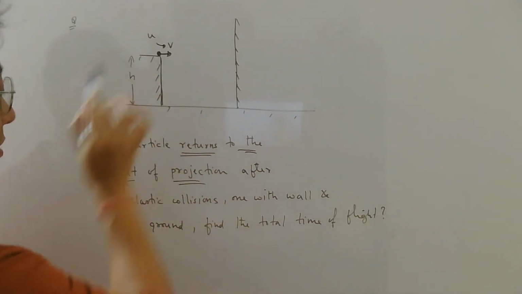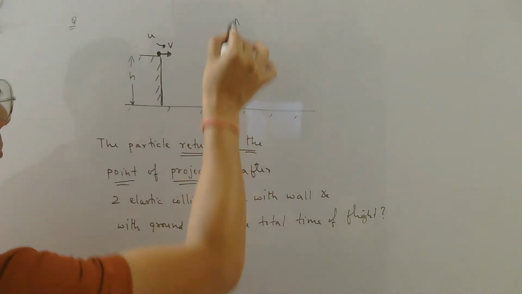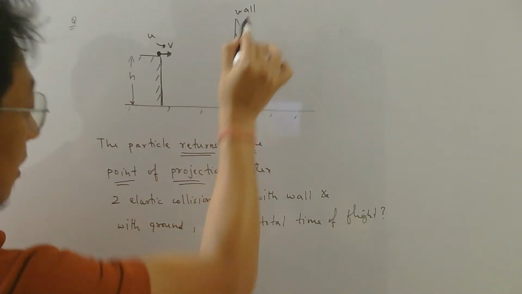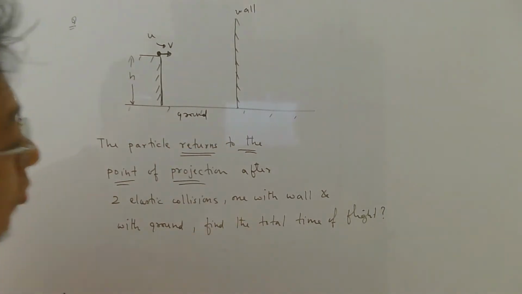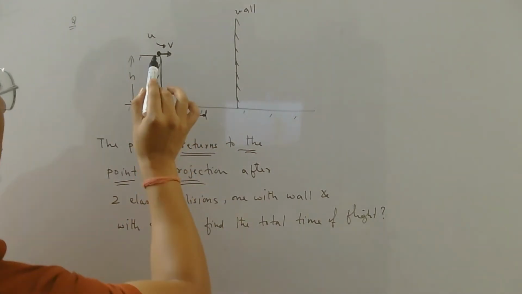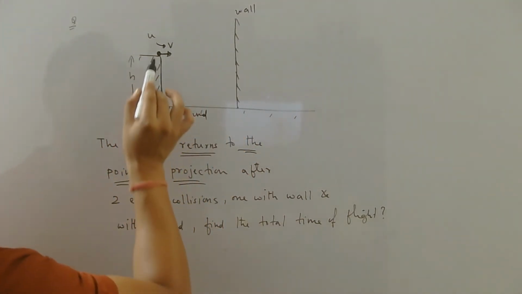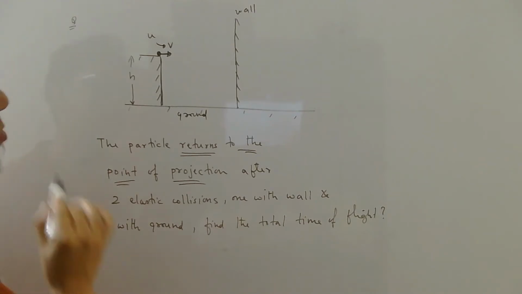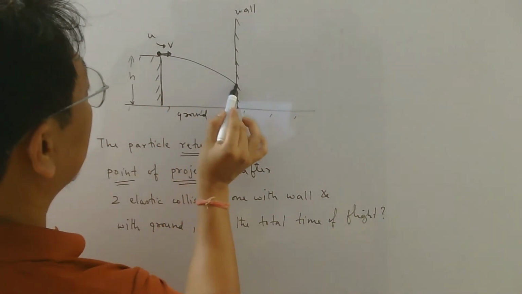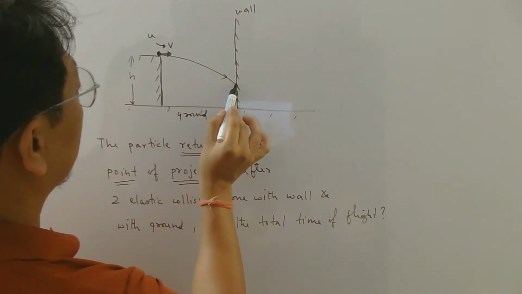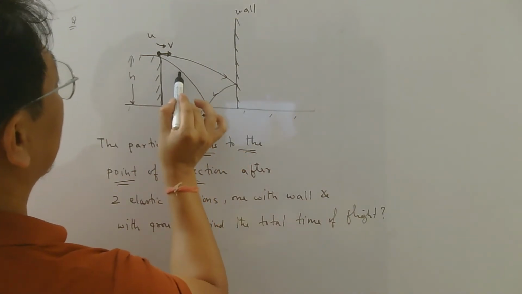It comes back to the same point after two elastic collisions, one with the wall and one with the ground. We have to find the total time of flight for this to collide with these two and come back here. Now, why will it come back here? You have to think carefully. So some of you may think maybe it will collide like this, then it will collide like this, and then it will reach here like this.